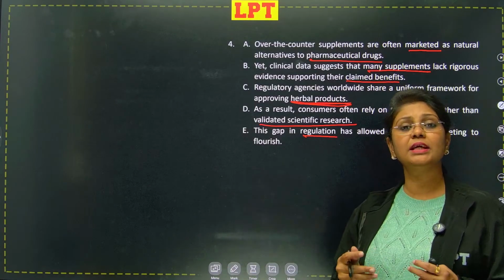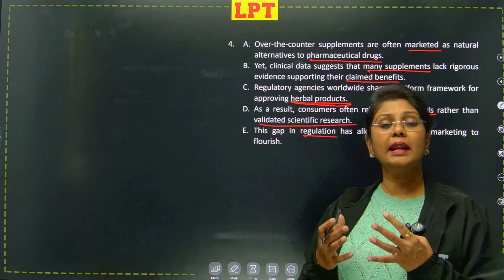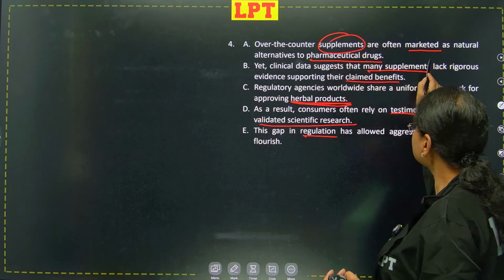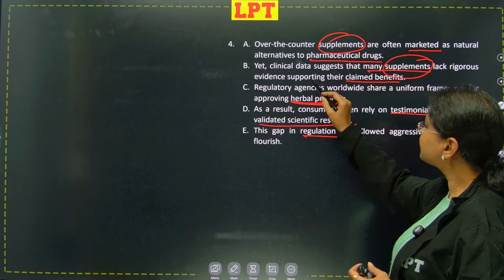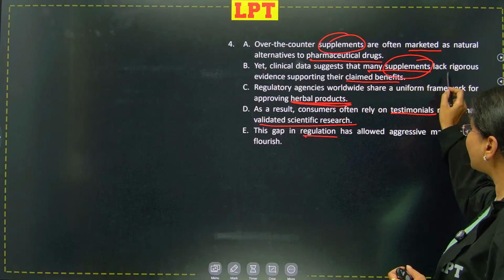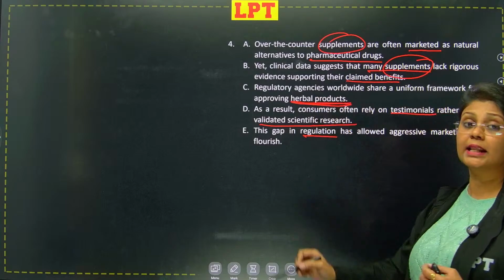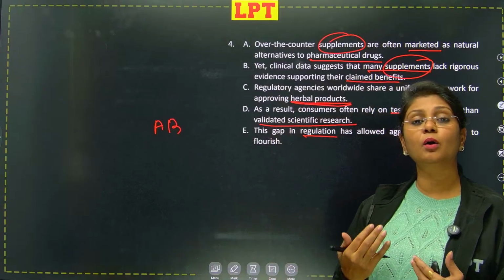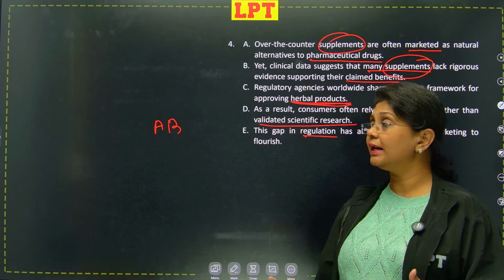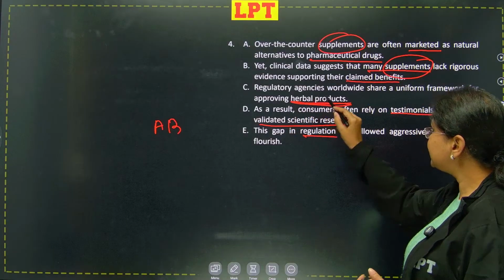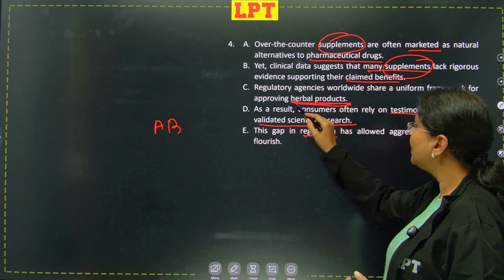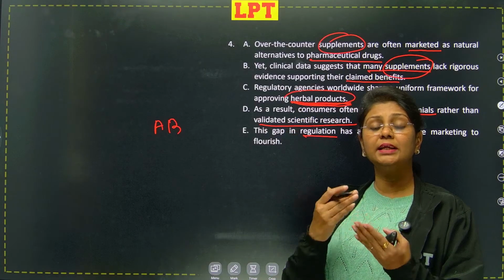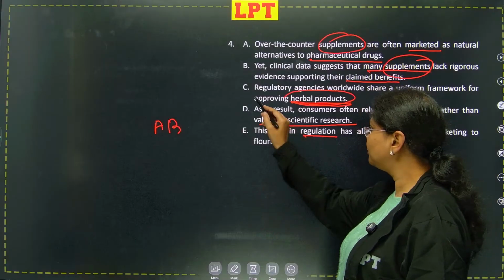So we have these five sentences here, and if you look at the content of these statements, A talks about supplements. B also talks about supplements, saying clinical data suggests that many supplements lack rigorous evidence supporting their claimed benefits. So of course A and B have a common idea on which the author is making a discussion. Now C talks about regulatory agencies worldwide sharing a uniform framework for approving herbal products. So C is the statement that is talking about herbal products, not really dealing with the previous two statements. So yeah, keep it aside.